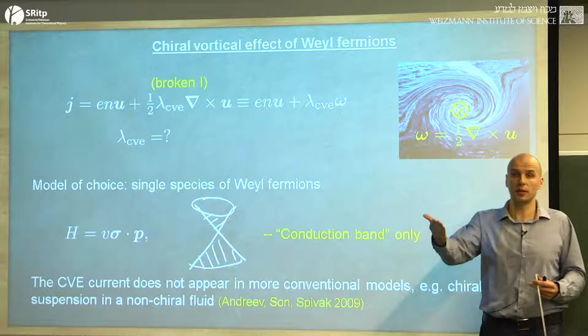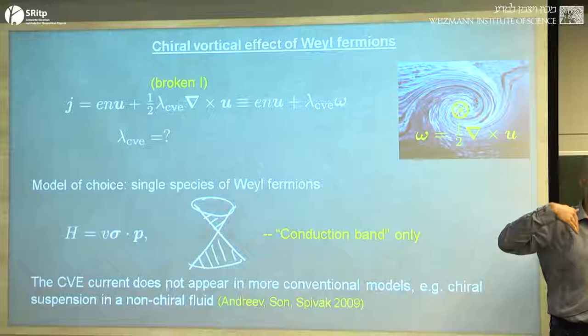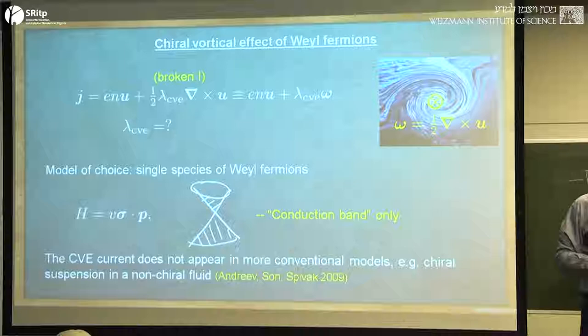Okay. So the problem, however, is a little bit different, because in the case of a magnetic field, you put on a magnetic field and you respond to it. The angular velocity of the liquid is the intrinsic property of the liquid. So somehow it needs to know about its chirality to flow along the angular velocity. Okay.